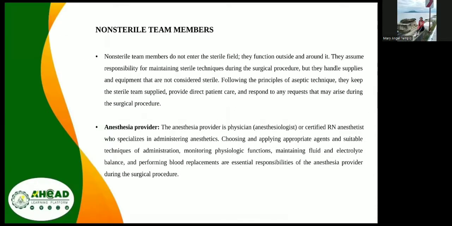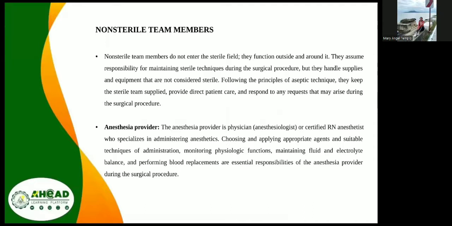Non-sterile team members. Non-sterile team members do not enter the sterile field. They function outside and around. They assume responsibility for maintaining sterile techniques during the surgical procedure, but they handle supplies and equipment that are not considered sterile. Following the principles of aseptic technique, they keep the sterile team supplied, provide direct patient care, and respond to any request that may arise during the surgical procedure.